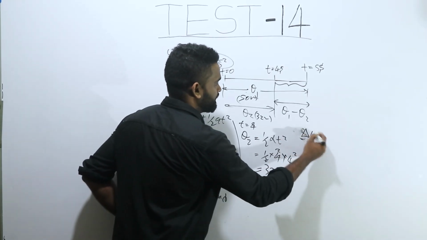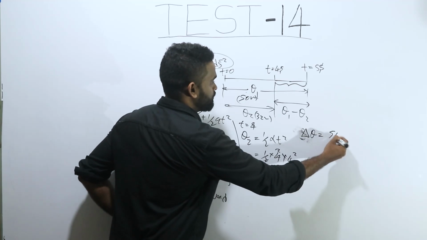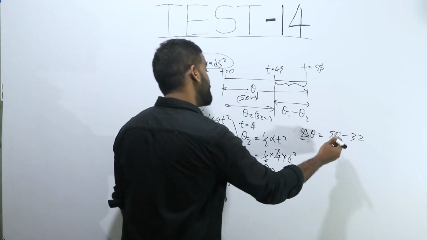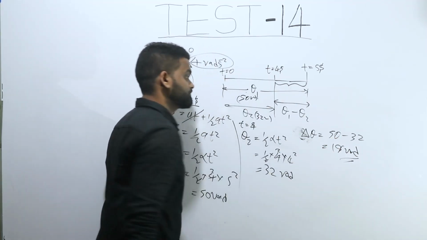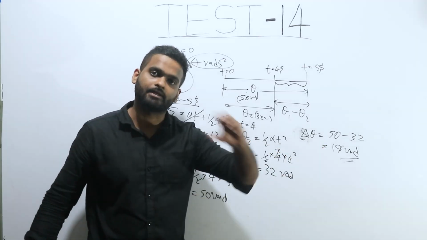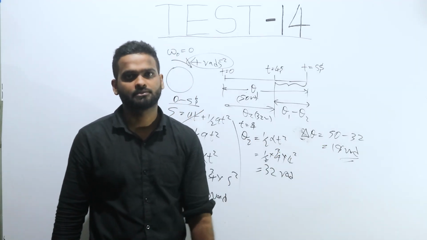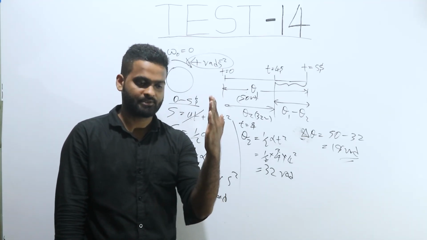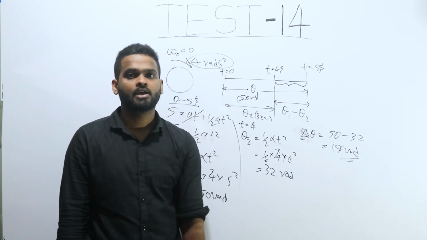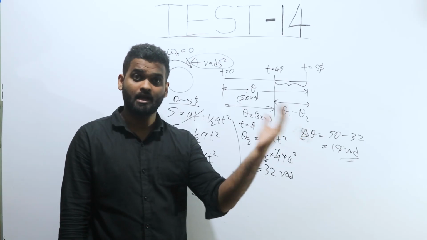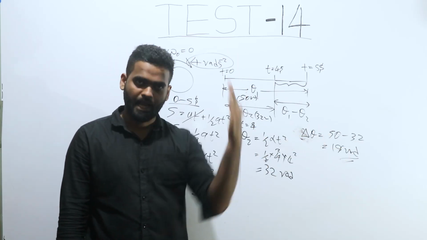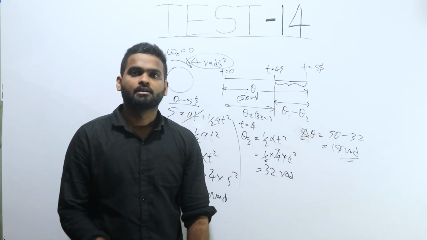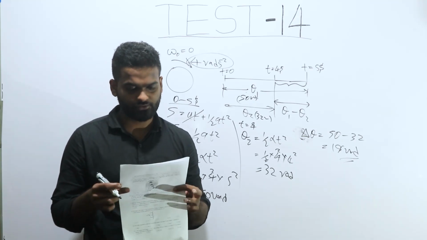So the delta θ should be 50 minus 32, that is 18 radians. So it makes 18 radians of angular displacement at the 5th second. If they say the 4th second, you have to consider between 4 seconds and 3 seconds. If they say the 100th second, you have to consider 99 seconds and 100 seconds, the displacement in between. So the answer should be the first one.